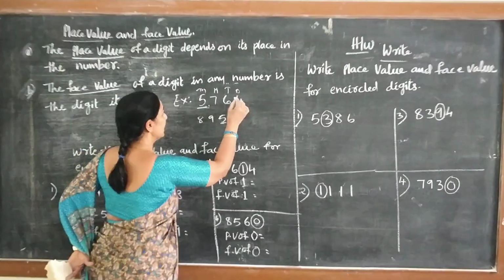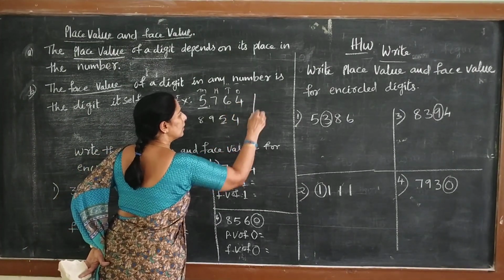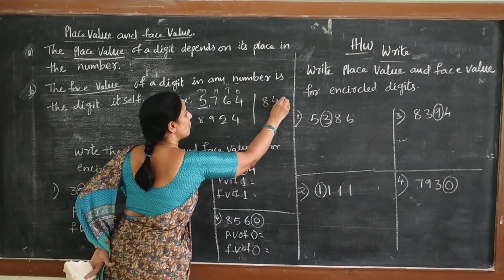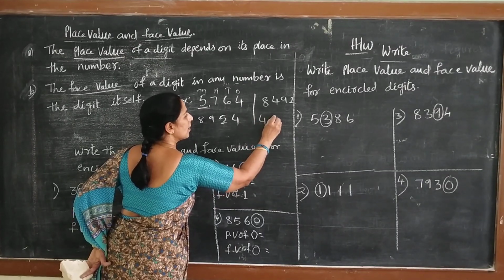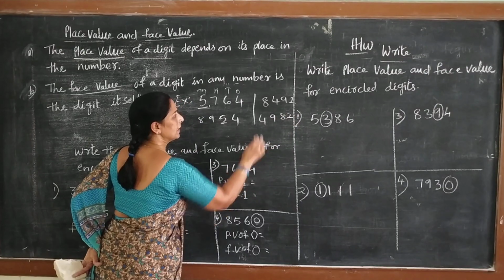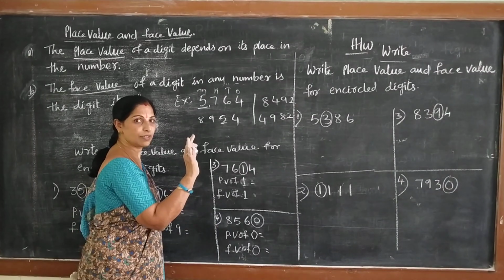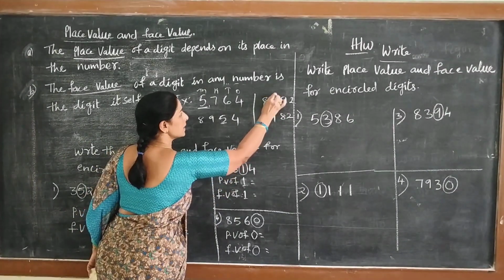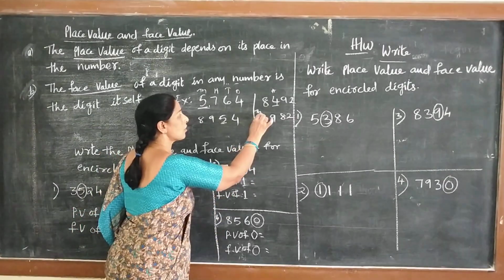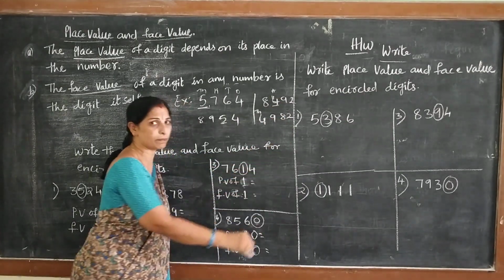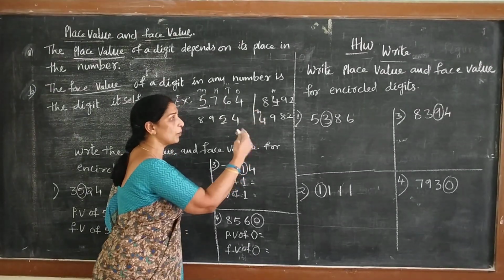For example, see children, look, another example I will take. 8, 4, 9, 2. And 4, 9, 8, 2. Digits are same. Here also same digits, but the places were changed. Here 4 is in hundreds place, here 4 is in thousands place. But the face of the 4 is the same in both the numbers.